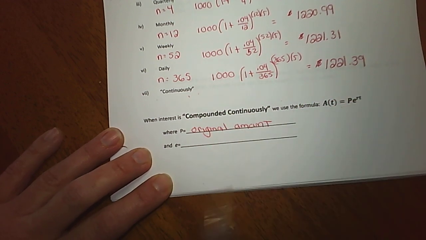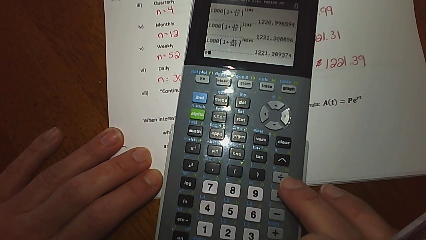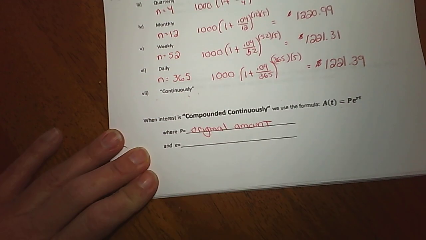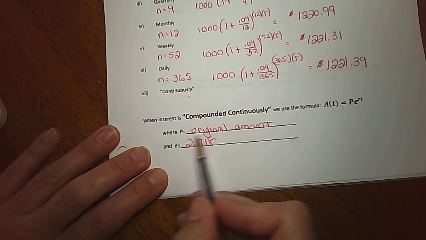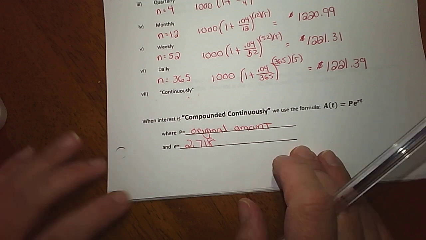Okay. P is a fancy way of saying original amount. And E is a special number. Now our calculators have an E button. It's above the decimal of the division sign. And E is approximately 2.718. But you don't even need to know that because we have the E button on our calculator, so we're just going to use that when we're filling it in.